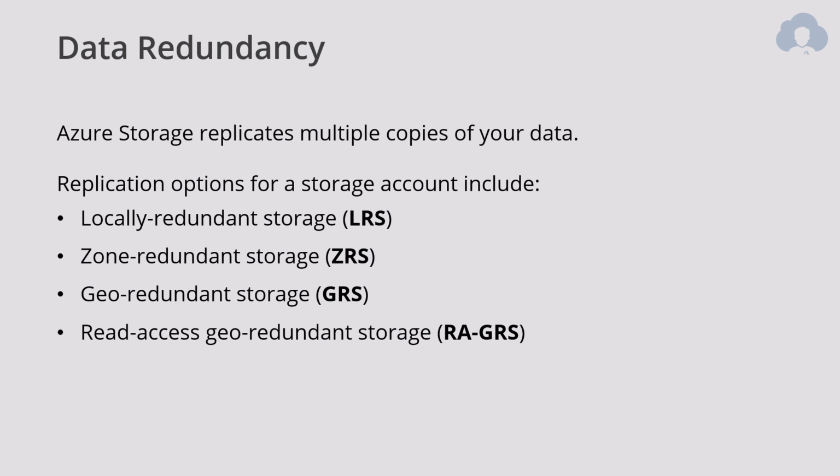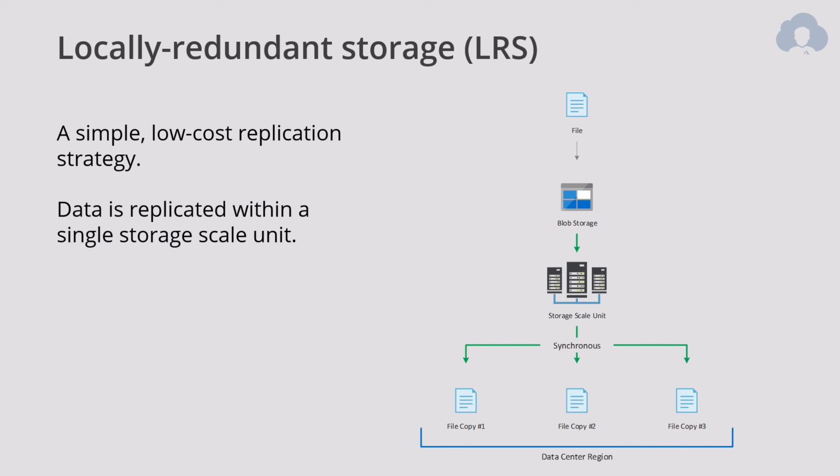The next one is a very important one because it's data redundancy. This is the key feature that allows your data to be durable and highly available on the storage account. So the first one of the data redundancy options is locally redundant storage. It's a low-cost replication strategy, but it's a very simple one also.